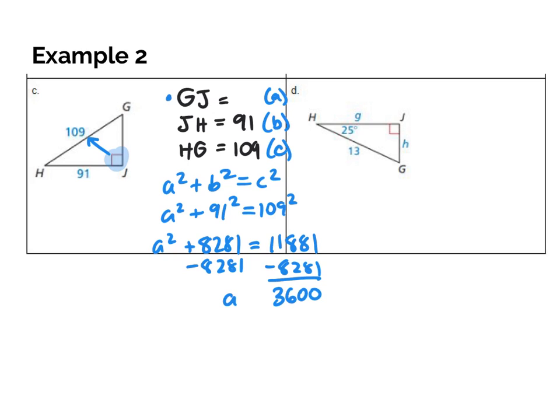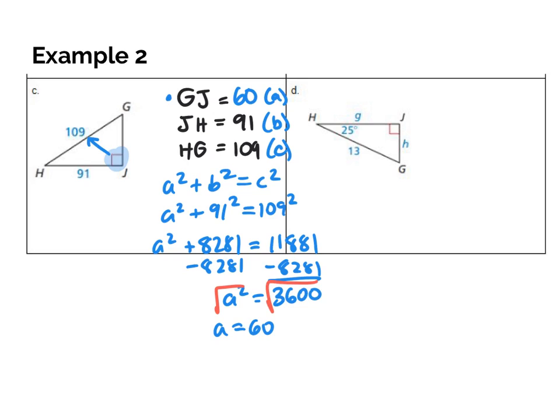Know what I'm saying? So I'm going to bring down that A squared. And then lastly, to solve for A, I'm going to take the square root of both sides. And that's going to tell me that my remaining side A would be exactly 60. So I know that G to J is going to be a length of 60. Okay? So, good. Figured out all the sides.